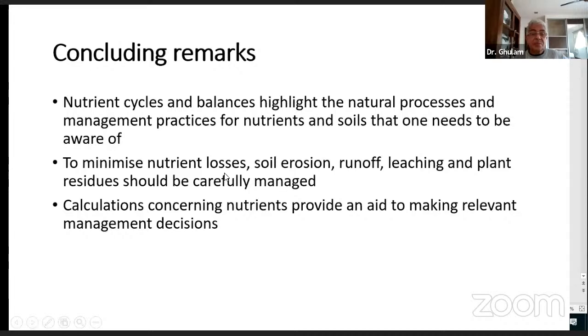And of course, the major processes such as erosion, runoff, and leaching should be understood and tackled to reduce losses of nutrients from the system. And then you can draw up nutrient balances to help you make important decisions at the farm level or even at the district level or even at the national level.